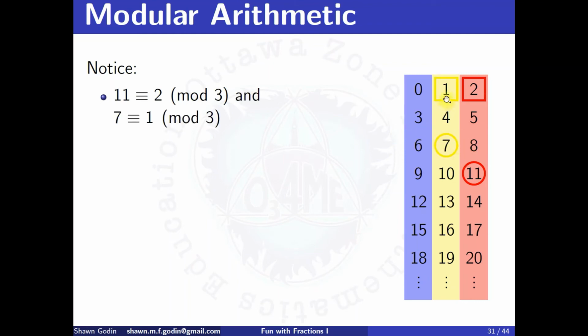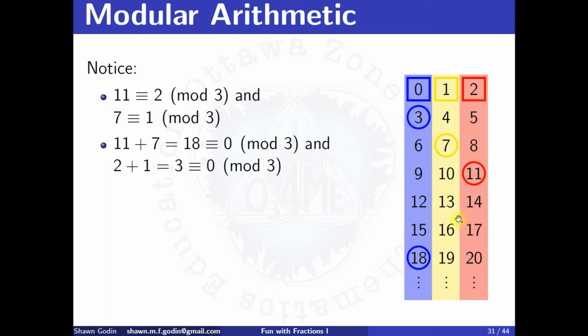7 is congruent to 1. And if I add 7 and 11, I get 18, which is congruent to 0. But if I add the things at the top of the column, 1 and 2, they add to 3, which is also congruent to 0.